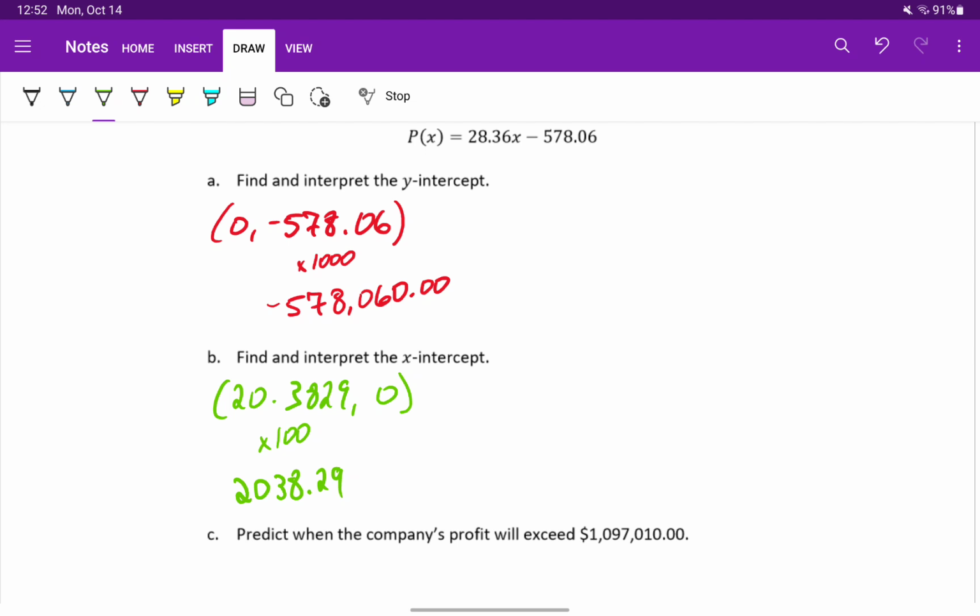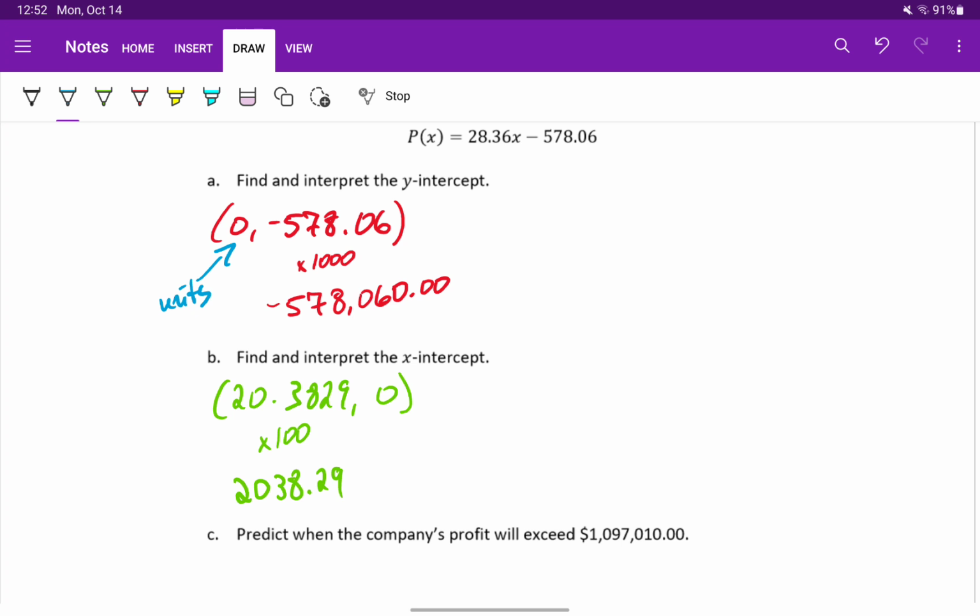Now we need to interpret those results. Looking at our y-intercept, that occurs when our x value is equal to 0. So that's units produced and sold. So if that's 0, that means we haven't produced anything, we haven't sold anything. This value reflects essentially our startup costs.